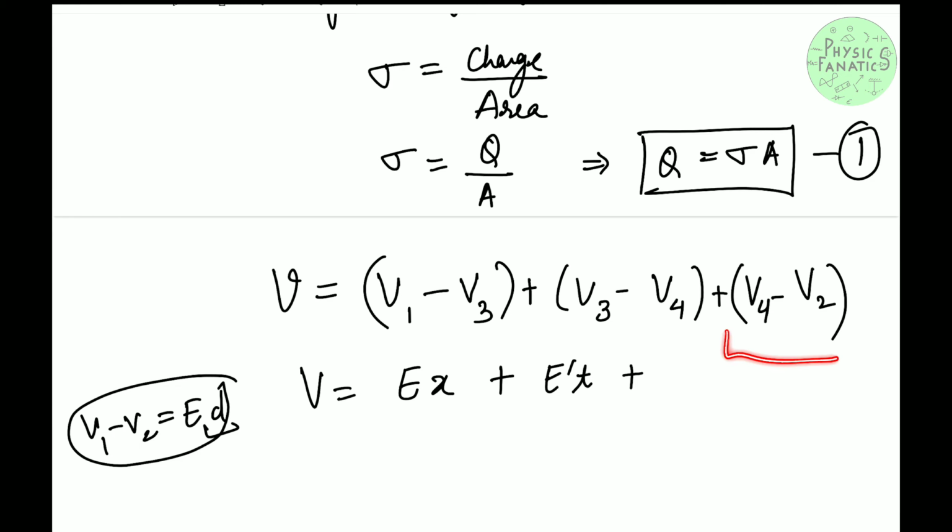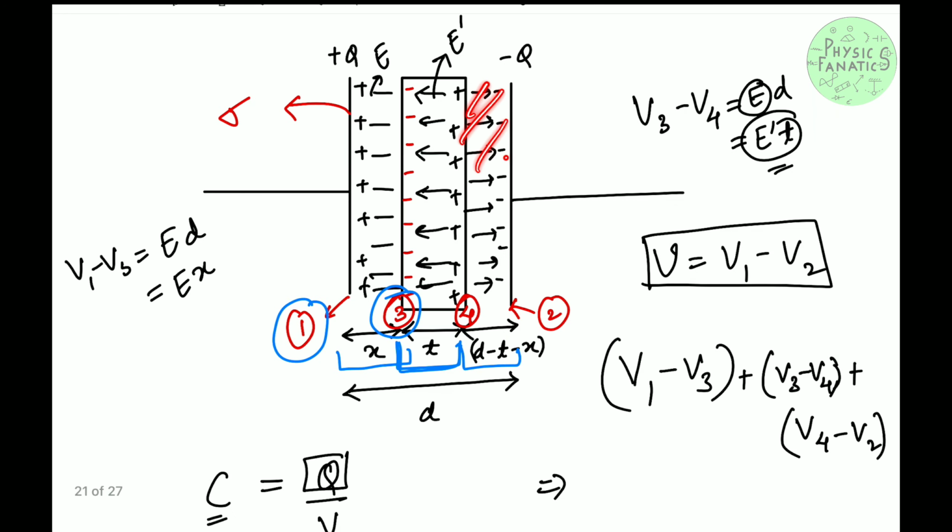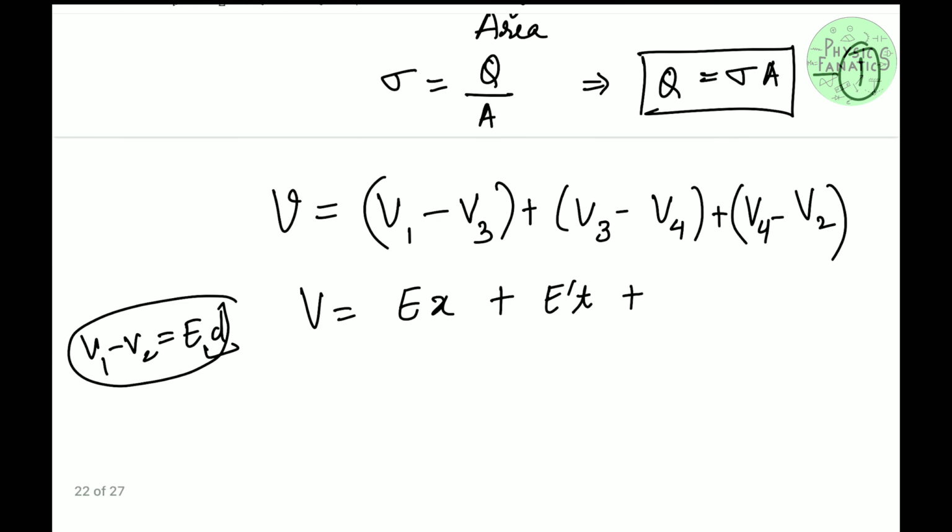Okay, let's talk about what is V4 minus V2. Okay, there is my V4, that is my V2. So basically we are talking about this last region here. Again, the electric field there is also E. Can you guys see that? The electric field there also is E. And the separation is D minus T minus X. I hope you guys can understand. So can I write it here? I'm just writing here, E multiplied by D minus T minus X. Is that understandable? Great. Now V is equal to EX plus E dash times T.